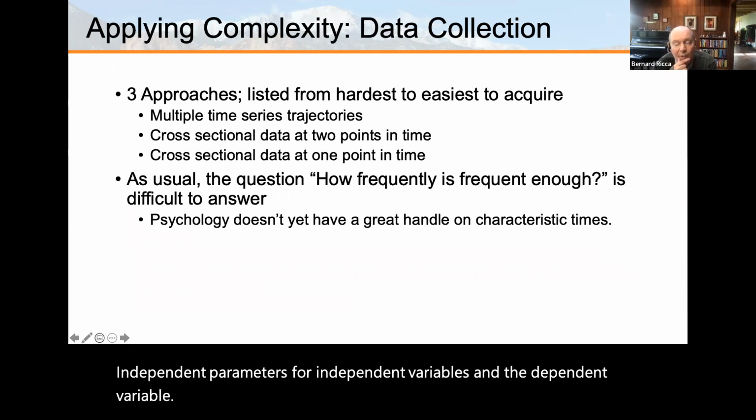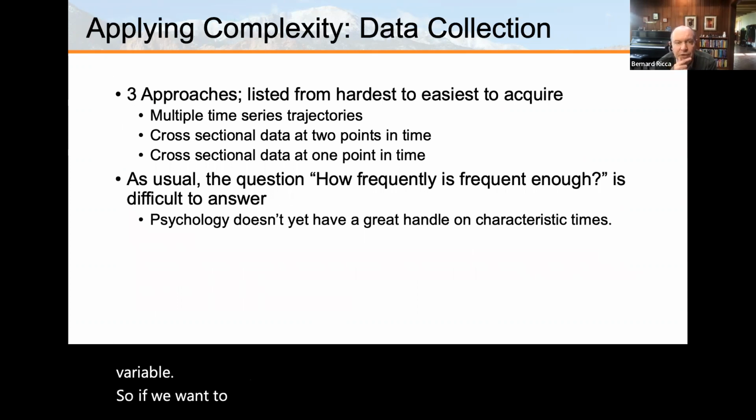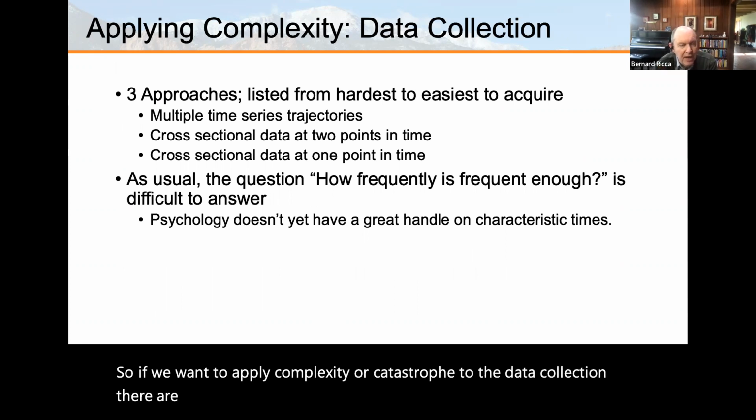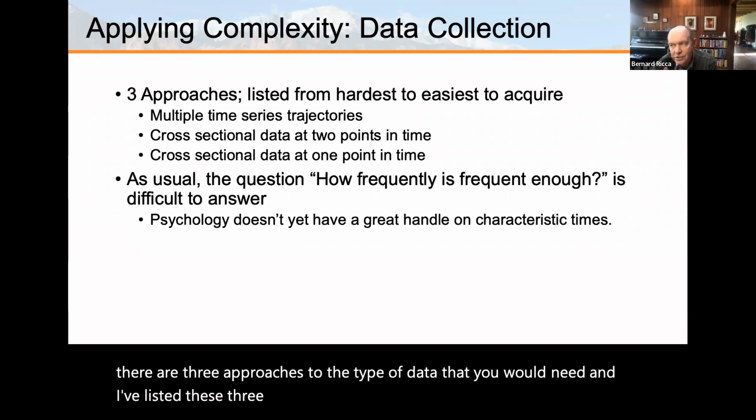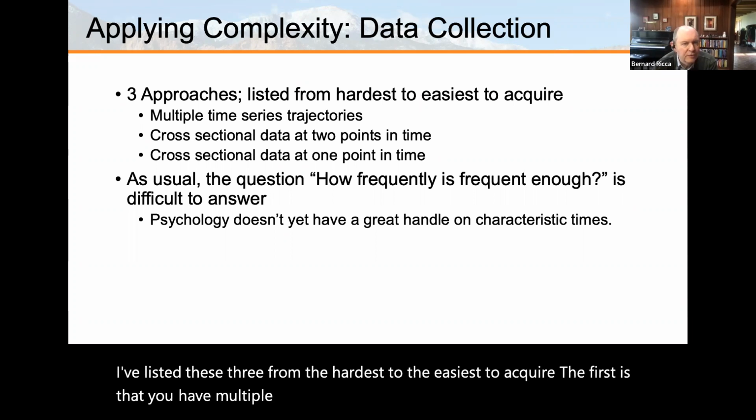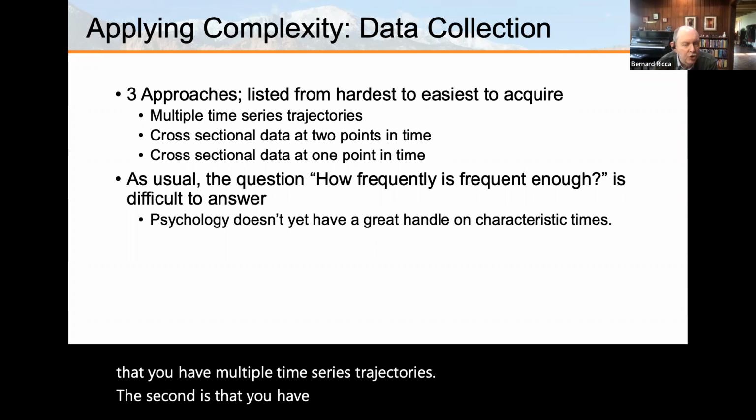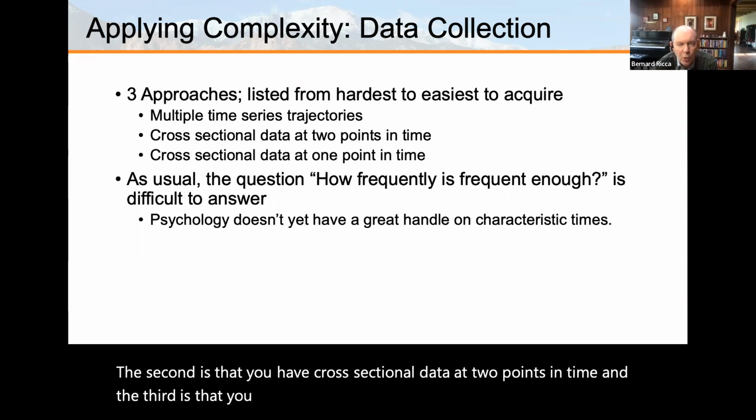So if we want to apply complexity or catastrophe to the data collection, there are 3 approaches to the type of data that you would need. And I've listed these 3 from the hardest to the easiest to acquire. The first is that you have multiple time series trajectories. The second is that you have cross-sectional data at 2 points in time. And the third is that you have cross-sectional data at 1 point in time.